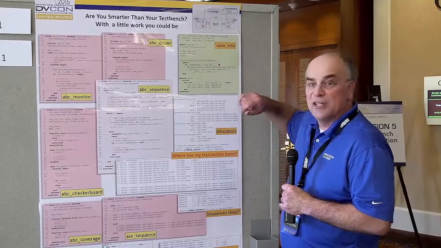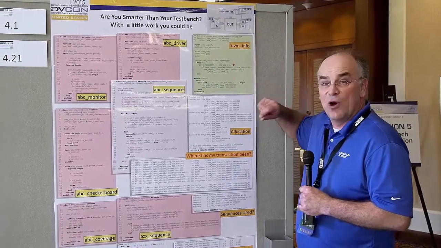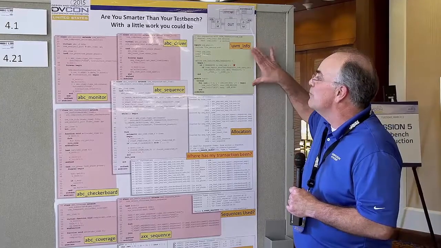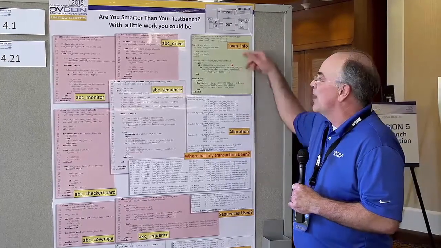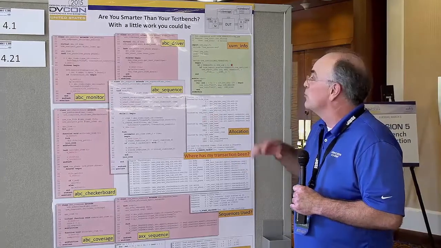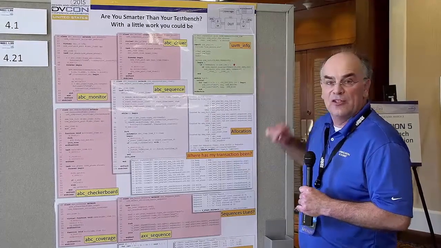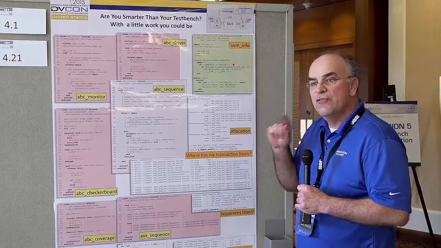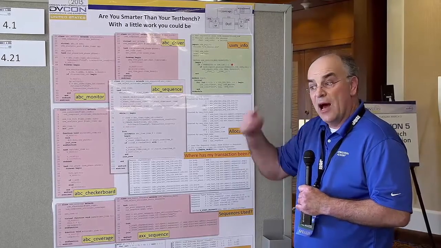So are you smarter than your test bench? A lot of ways to get smarter is to add UVM info into your test bench. So you add UVM info and you put in information, outcomes, log messages, and you're smarter. The problem is you might have gotten slower too. A lot of people put these UVM info messages into their high-speed monitors.